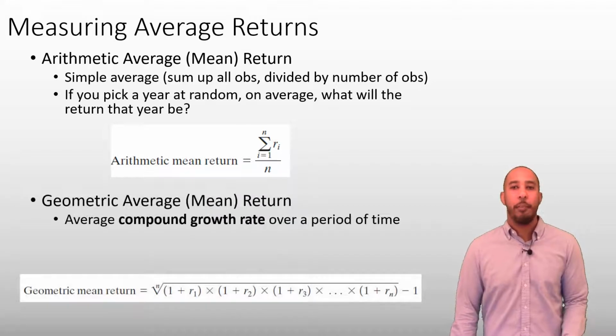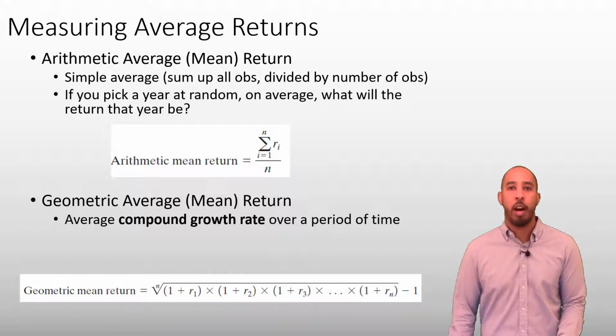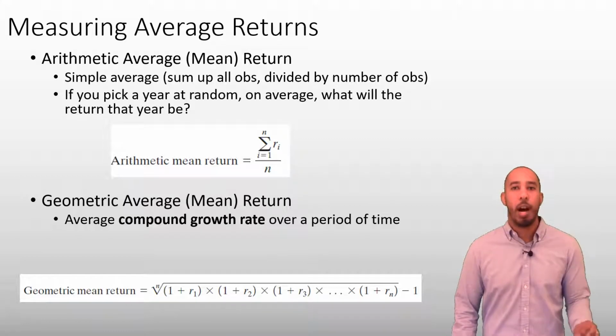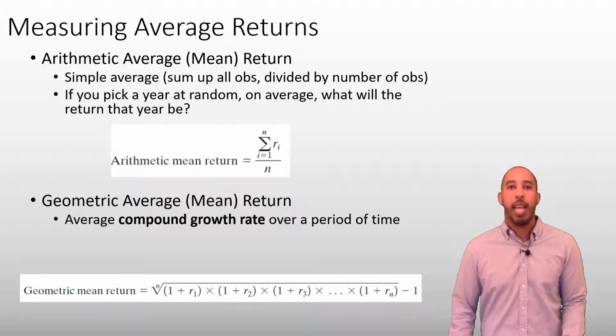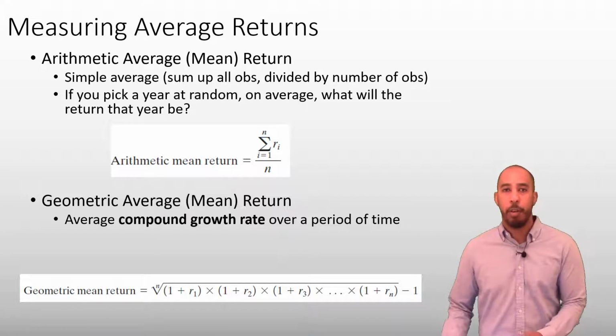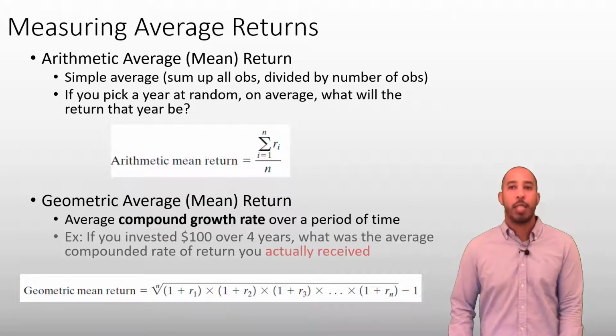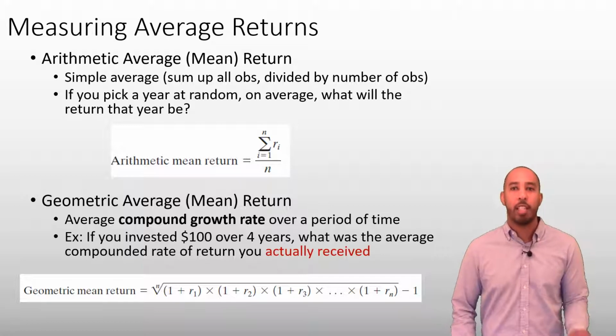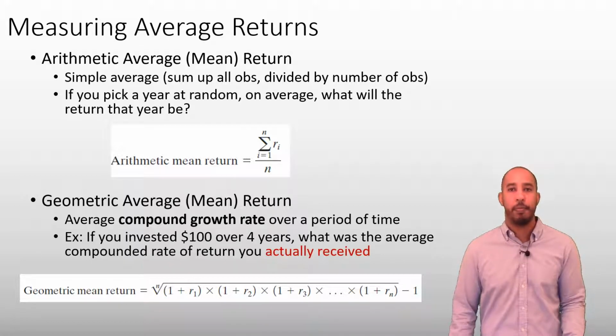A slightly different measure of average returns is called the geometric average. This average is going to measure the compound growth rate on an investment over a period of time. Notice that I said compound growth rate. This average takes into account the fact that money compounds. Money you earn in prior periods will grow in future periods. So this average will tell us the effective rate of return. On average, how much did we actually earn over a period of time?